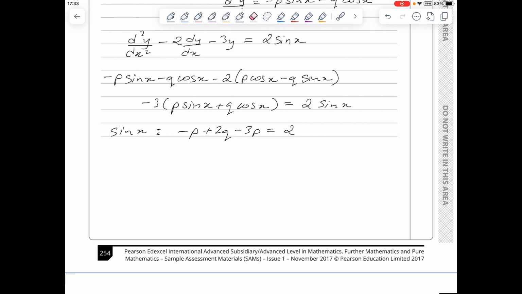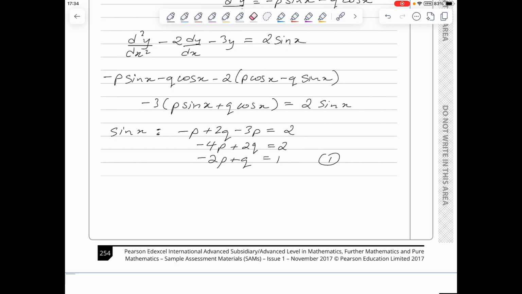So for sine x, I have the following: minus p plus 2q minus 3p is equal to 2. If I simplify this, I will get minus 4p plus 2q is equal to 2. If I divide by 2, I get minus 2p plus q is equal to 1. This is my first equation.